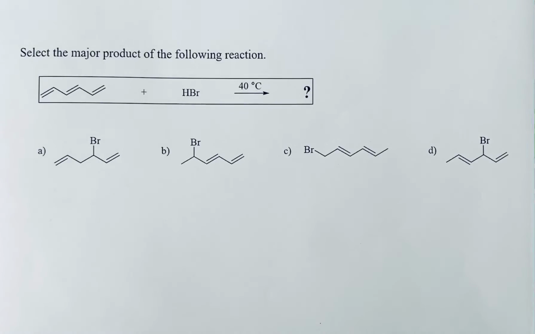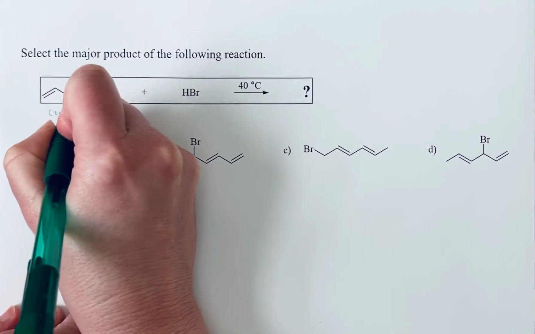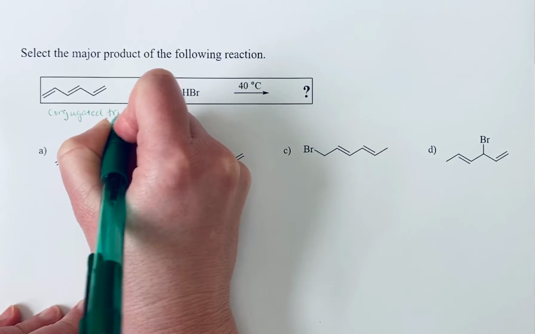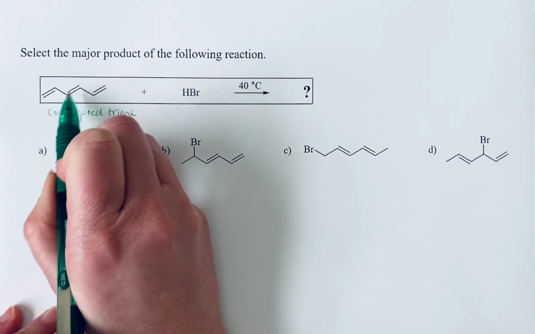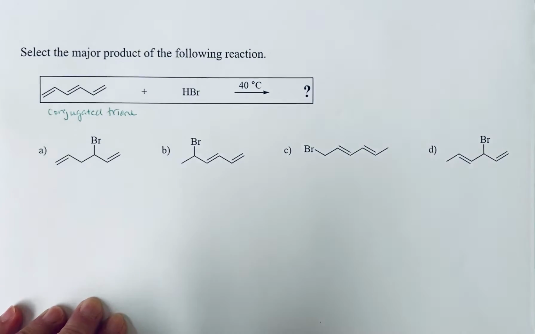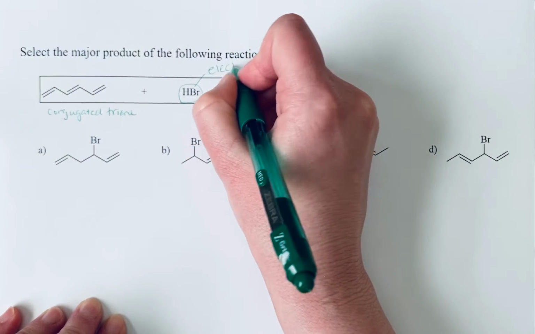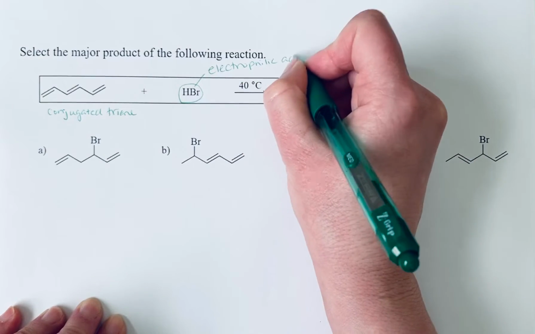Select the major product of the following reaction. So looking at this reaction, I see that I am starting with a conjugated triene, that is 3 alkenes in this double bond, single bond, double bond alternating structure. I am adding to it HBr, and we know that HBr does electrophilic addition reactions to alkenes.